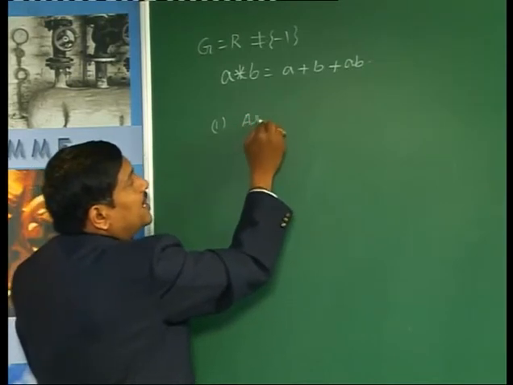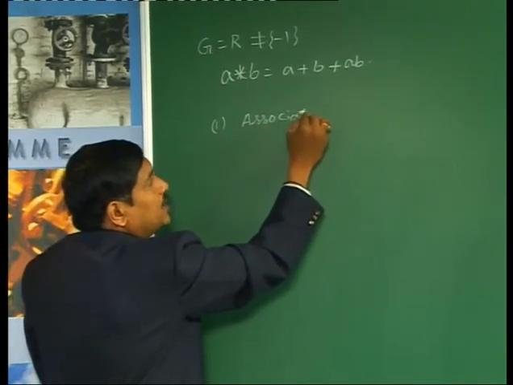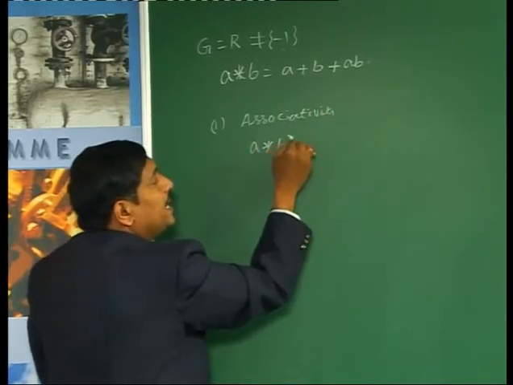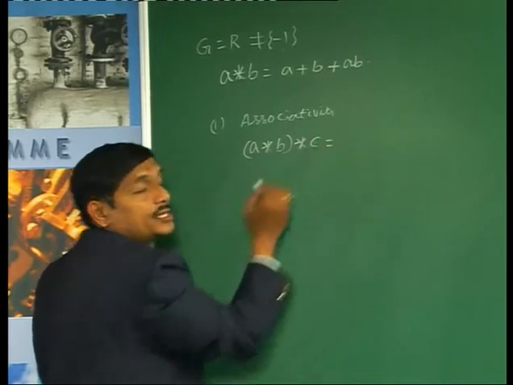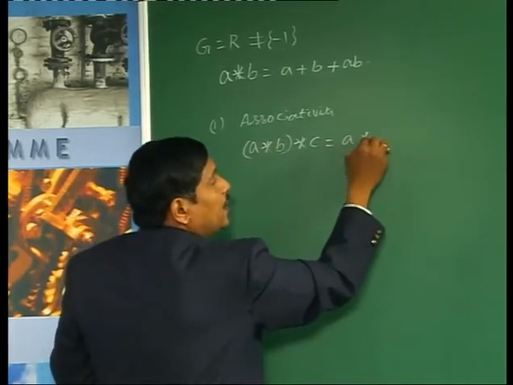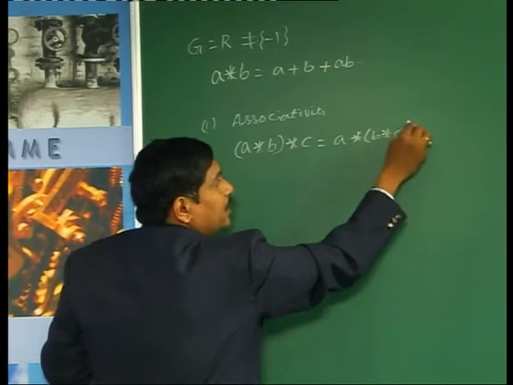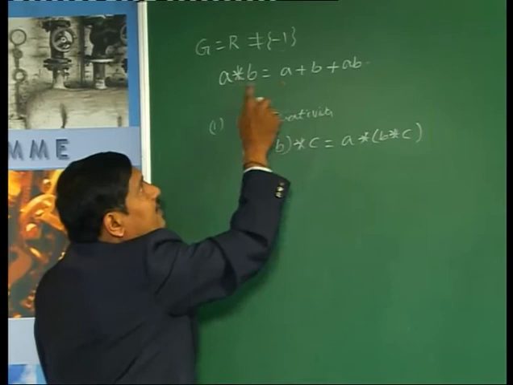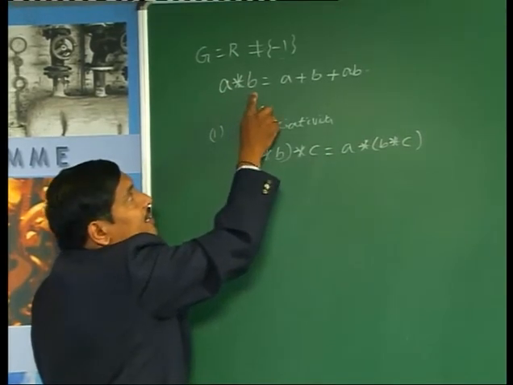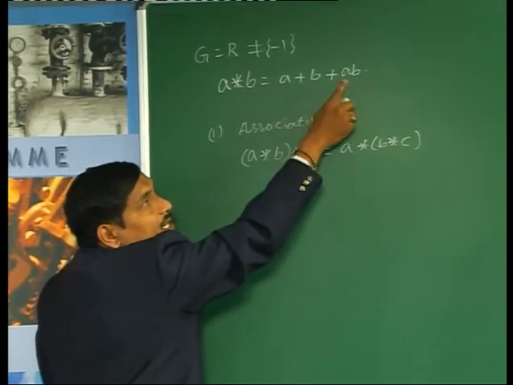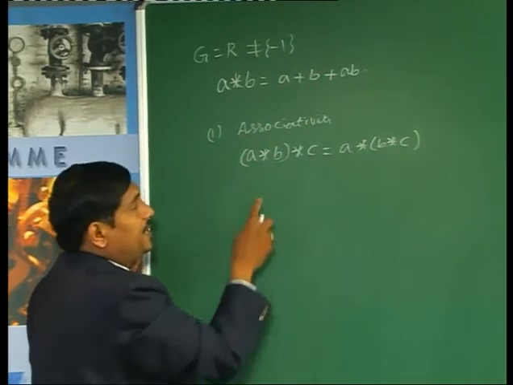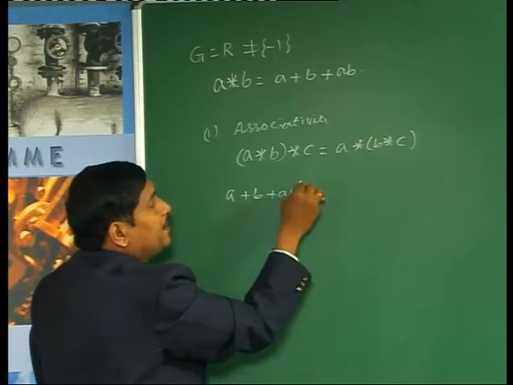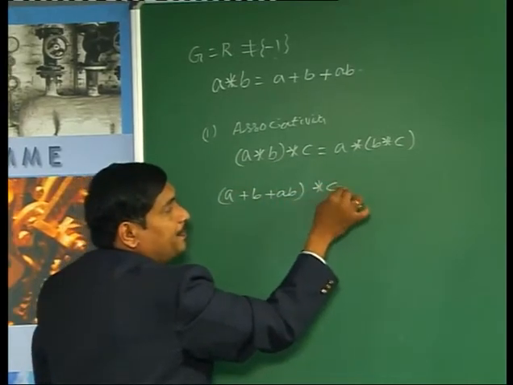The second property is not necessary to state, because the operator always shows the closure. Next we want to show associativity. What is associativity? A star B, star of C equals A star of B star of C. This is the associative condition. Here A star B, the first element and the second element, is equal to first element plus second element plus first into second element. Here this can be denoted by A plus B plus AB, star of C.